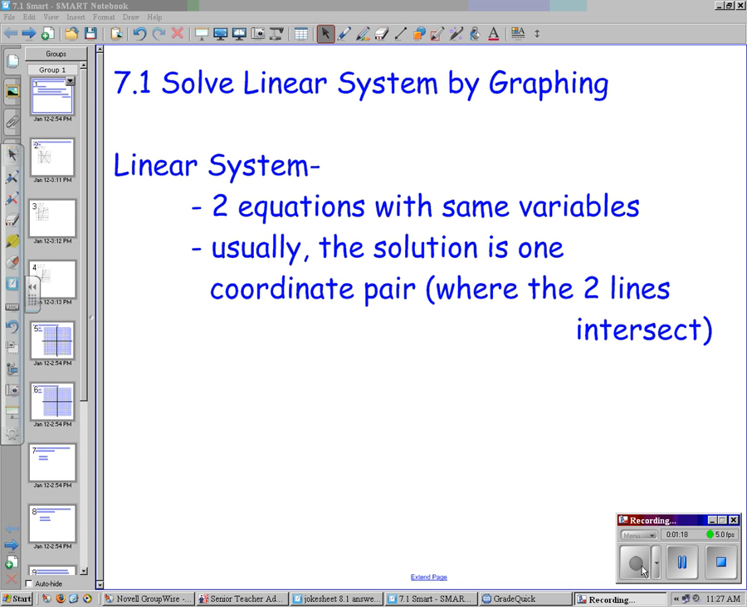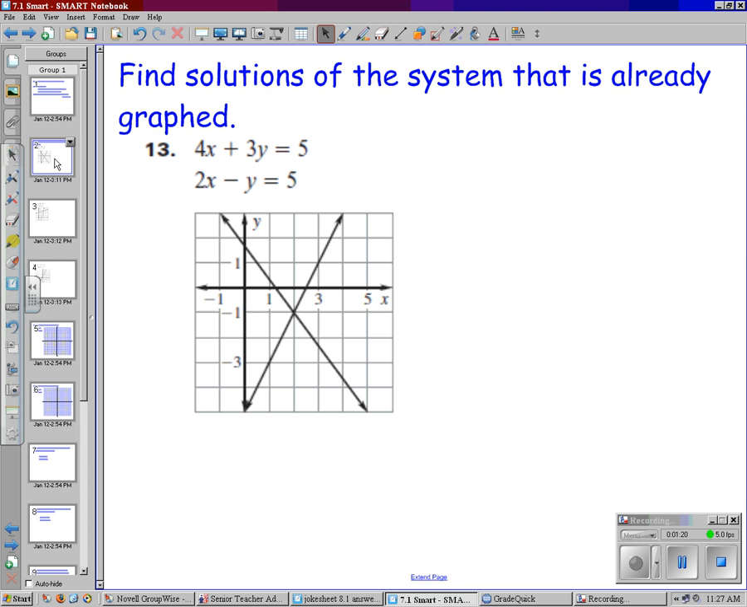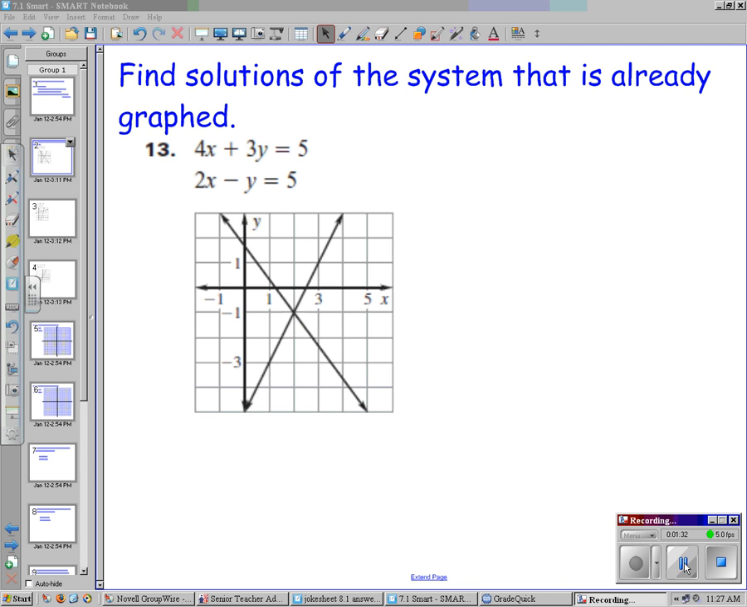The first thing that we are going to do is some of the work is going to be done for you. On that graph paper that I gave you, would you just jot down these two equations and jot down the graph that is already done for you? Okay, I'll give you a moment to do that, please.